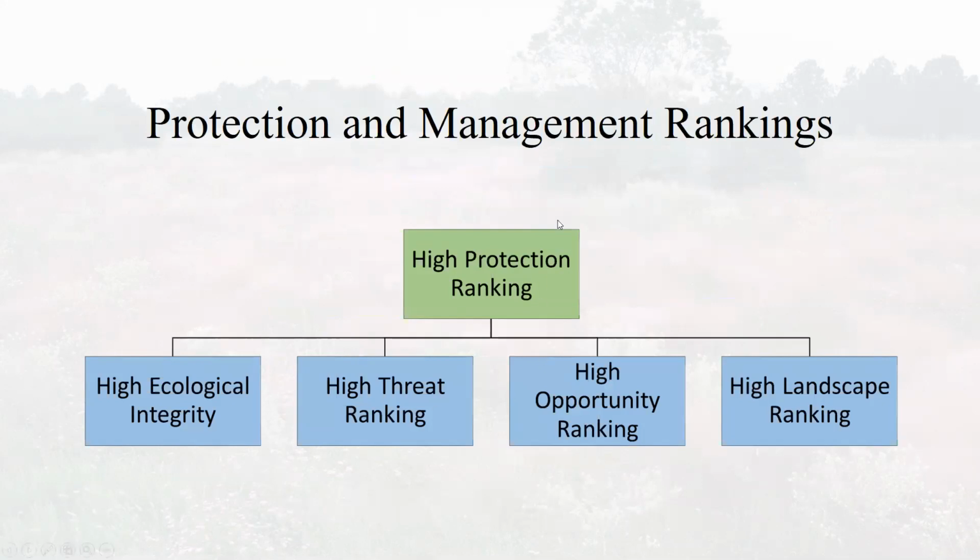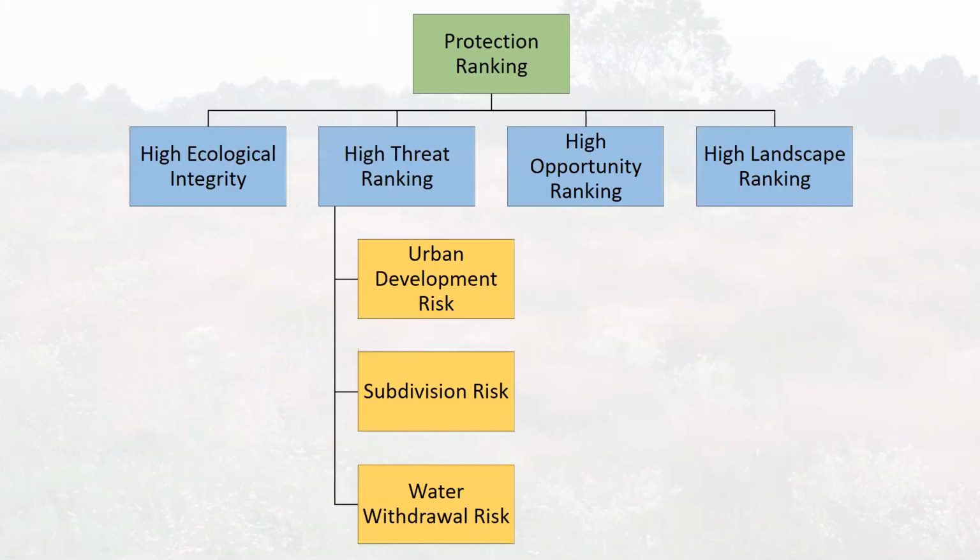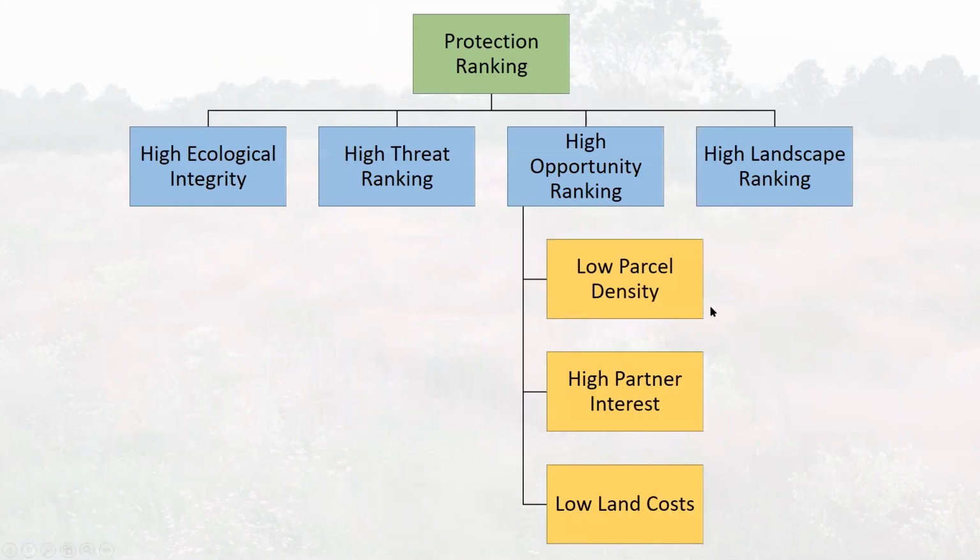Here we'll go over an example of what a protection ranking model may look like. So you have your ecological integrity rating for the habitat, and then you also have threat rankings, which can include urban development, subdivision, or water withdrawal risk. There are other threats that we include for other habitats as well. Then there are the opportunity rankings, which for the protection models include parcel density, partner interest, and land costs.